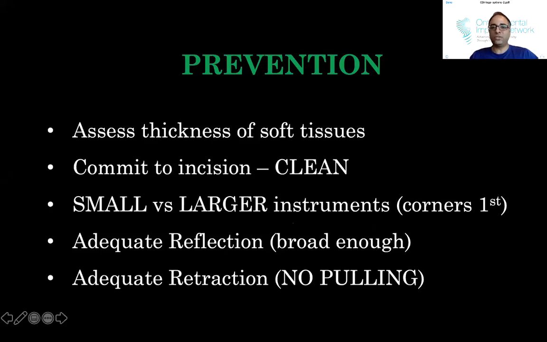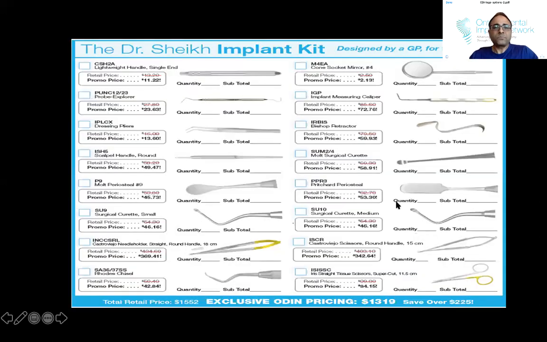Don't pull on the tissues. These retractors are meant to be pushed left on bone. So this is where the implant kit comes in, having some good instruments like a Molt 2 and a Molt 4 or a spade, something very tiny to lift the corners and to work the small areas first, or the fragile tissues first, and then moving to broader base instruments. I think that is very important.